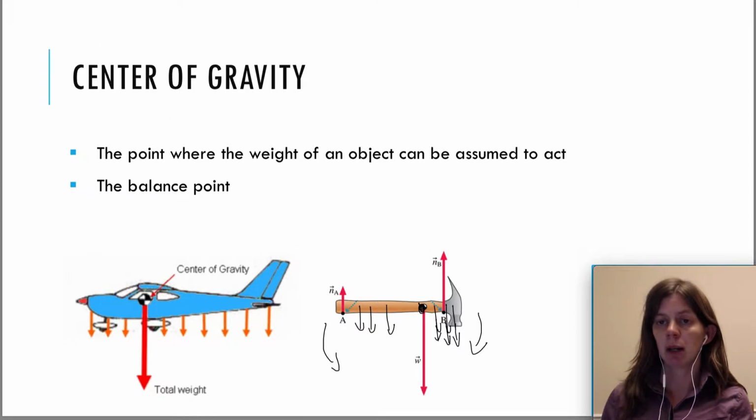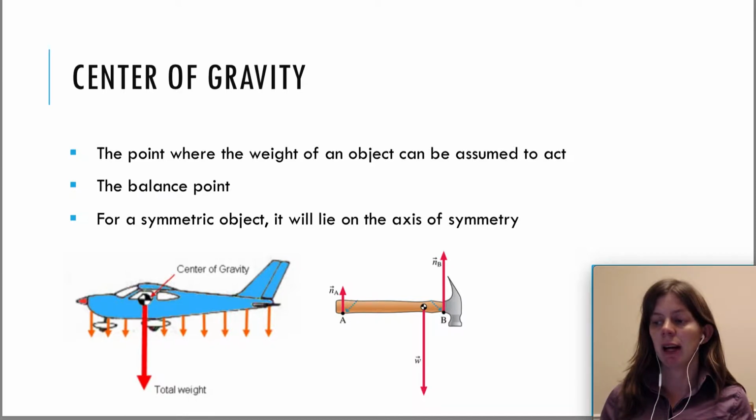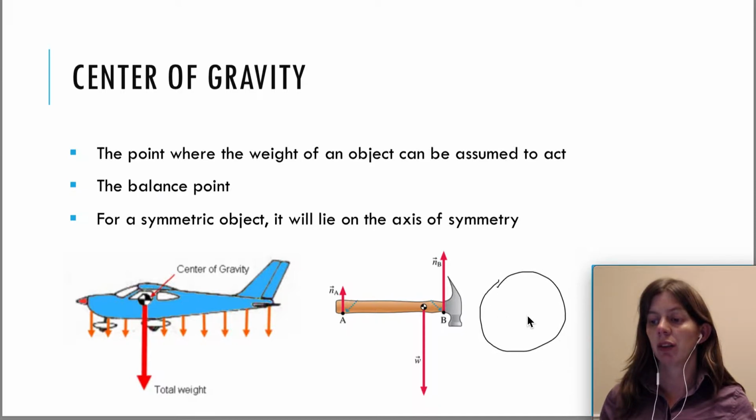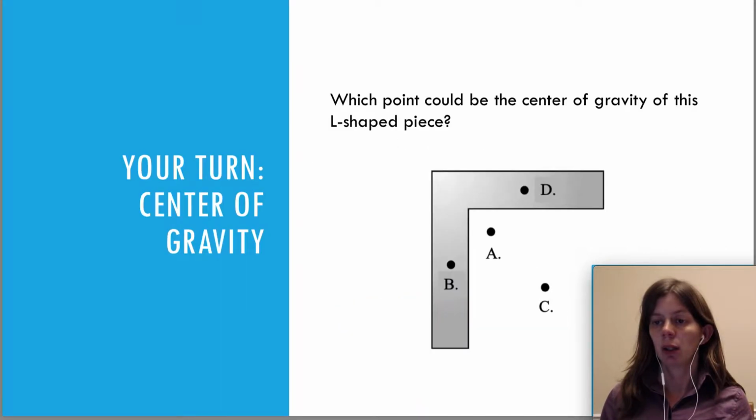And the last thing about center of gravity is that for a symmetric object, it will lie on the axis of symmetry. All I'm saying here is if you have a symmetric object, such as a sphere, the center of gravity will actually be in the center. If this is a uniform sphere, meaning the weight is evenly distributed, then the center of gravity will be right here in the center. So let's do a question.